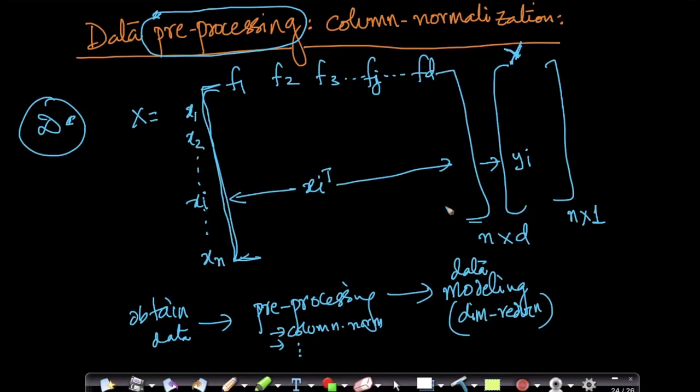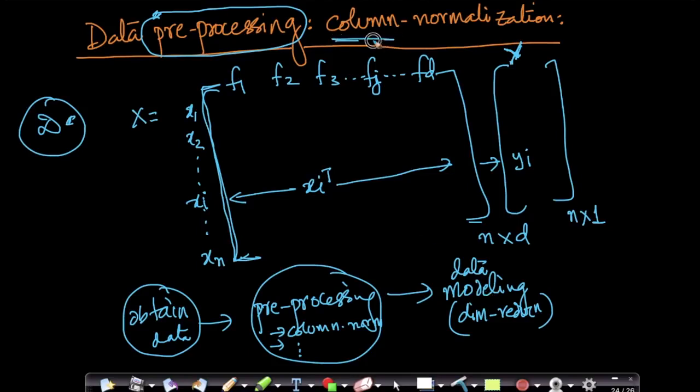So one such operation is called column normalization. Let me explain what column normalization is. You obtain your data and pre-process it before data modeling, so that your data is neatly processed in such a way that the data modeling algorithms can perform well.